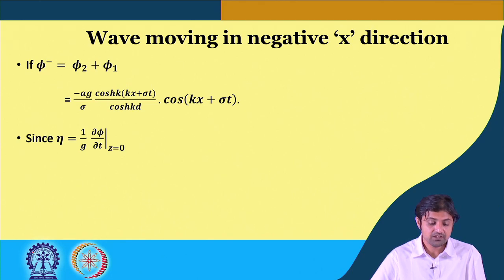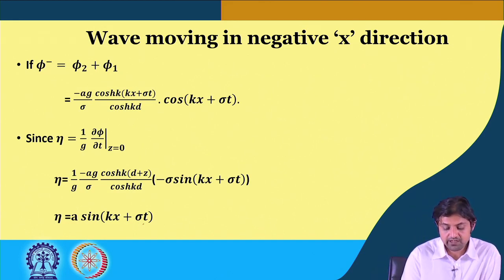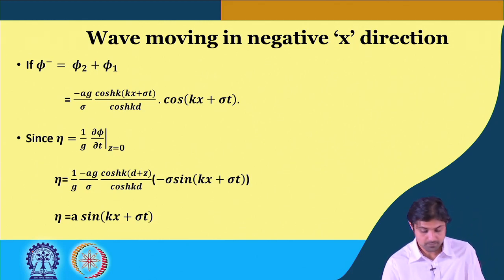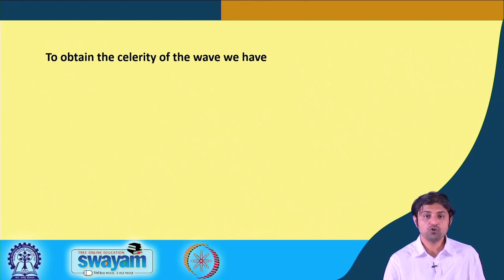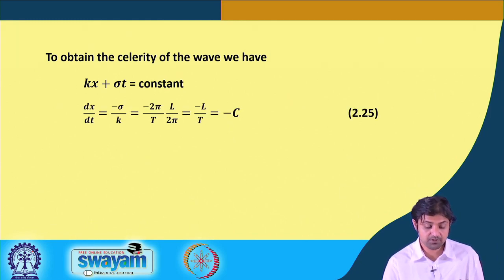So, in this case, since eta is related to the velocity potential by 1 by g, we will also get a similar expression. Remember it was kx minus sigma t, now it becomes kx plus sigma t. So, the phase is changing when the wave is traveling in the negative direction. Now, to obtain the celerity of the wave, in this case we have kx plus sigma t is equal to constant, and the same procedure is repeated. So, it will become minus c. All right. So, a wave traveling in the negative x direction has negative celerity.